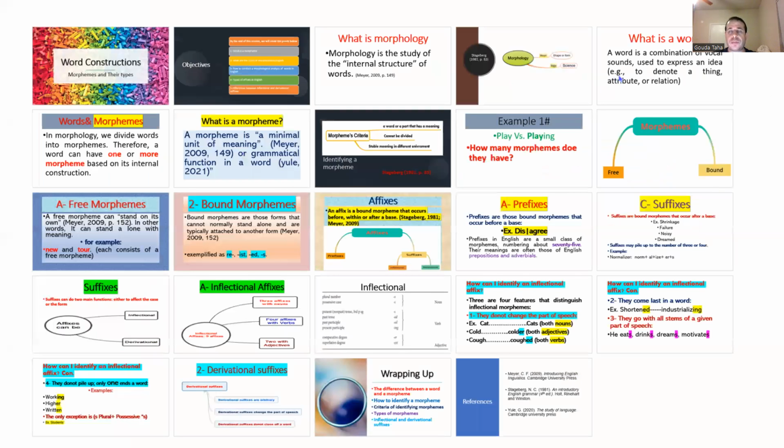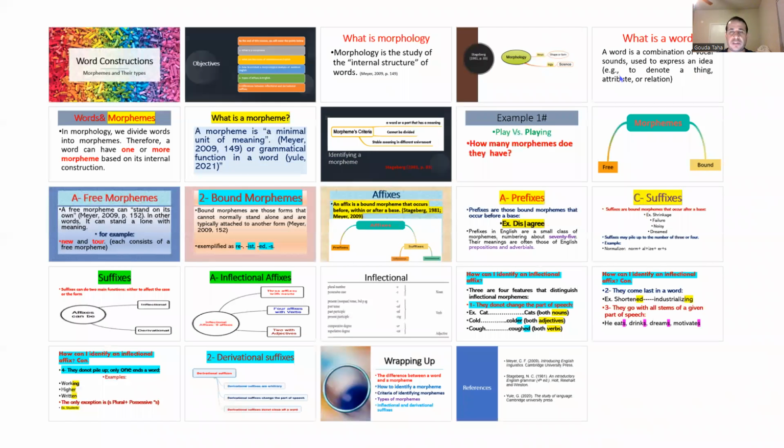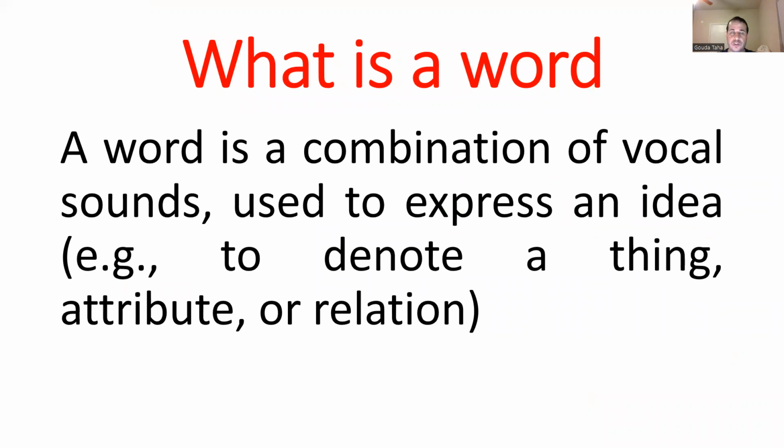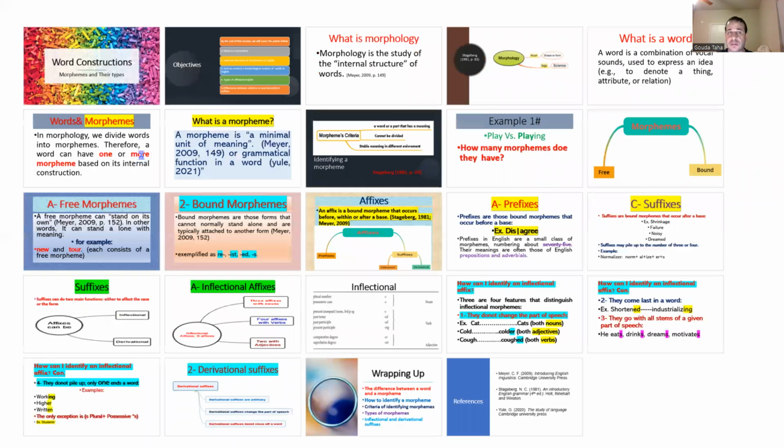But the main focus of morphology is a word. So we need to know what is a word. A simple definition of a word is that it's a combination of sounds that is used to express an idea or denote something, or even a relation or an attribute.